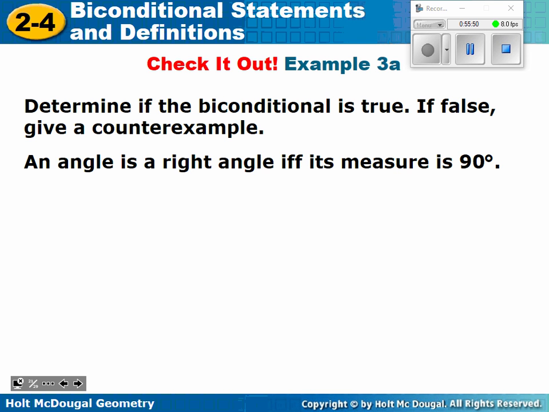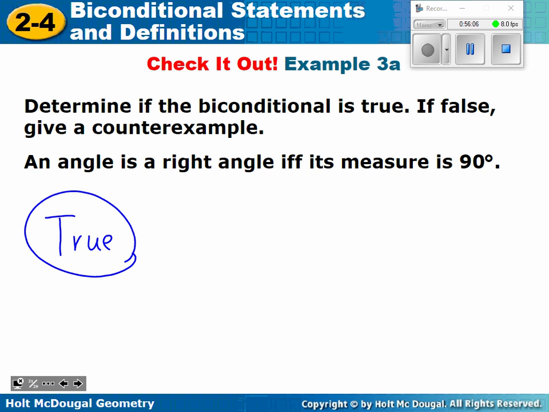Then go backwards. Okay, true or false? An angle is a right angle if it has a measure of 90. If an angle has a measure of 90, then it is a right angle. So this is true. And this is an example of the last part of the notes.